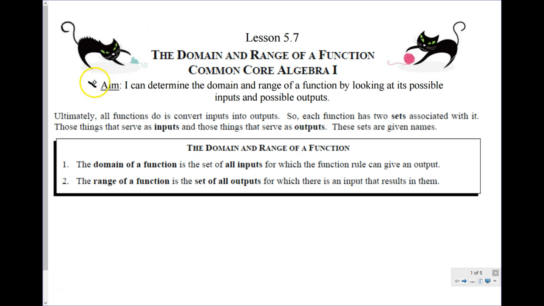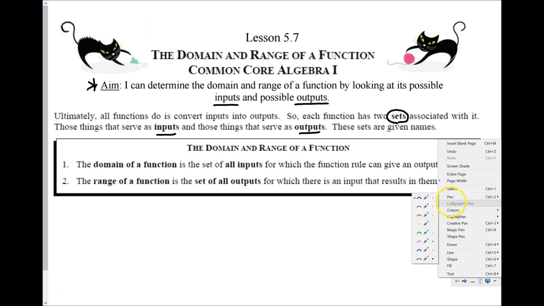So your aim today is that I can determine the domain and range of a function by looking at its possible inputs and possible outputs. Ultimately, all functions do is convert inputs into outputs, which is what we've been doing this entire unit. So each function has two sets associated with it: those things that serve as inputs and those things that serve as outputs. These sets are given names.